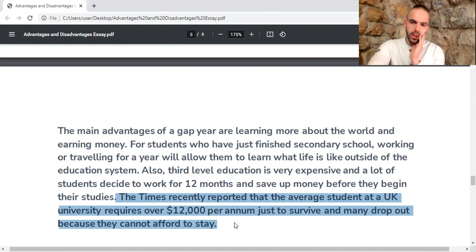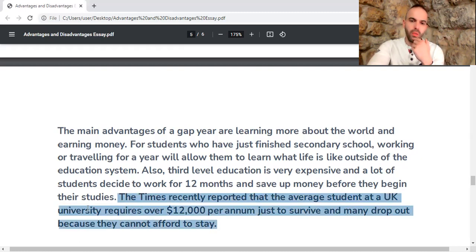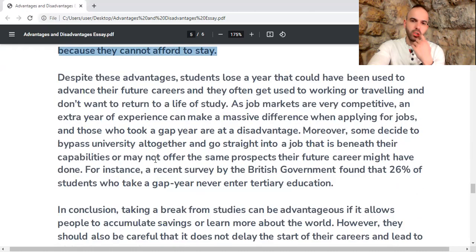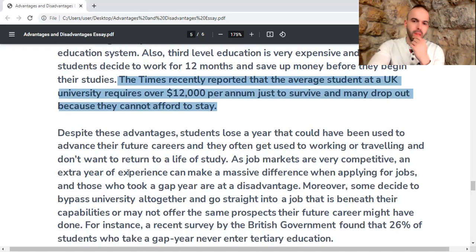Okay, so as you can see, we have an amazing topic sentence gathering the two advantages. We have an explanation of the first advantage, and then an explanation of the second advantage, and then we have an example for the second advantage only. Now let's move to the disadvantages section. In the disadvantages section, as you can see, you have to follow the same structure. So let's see the disadvantages together.